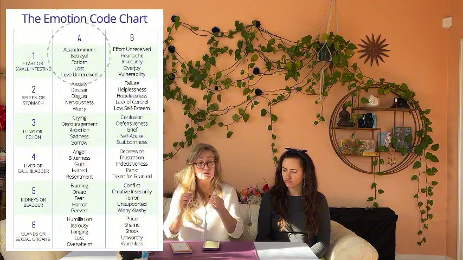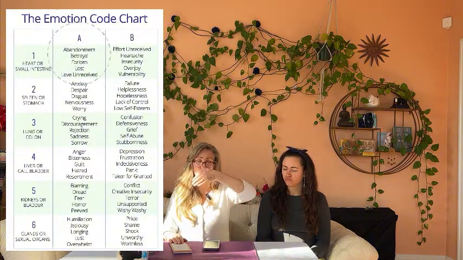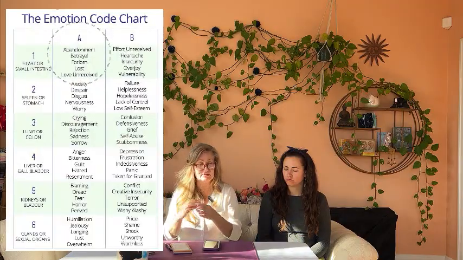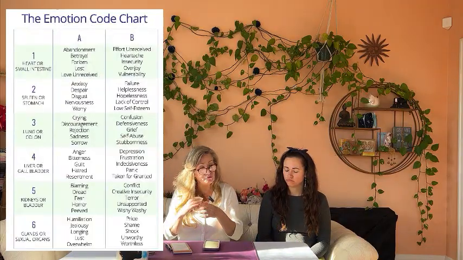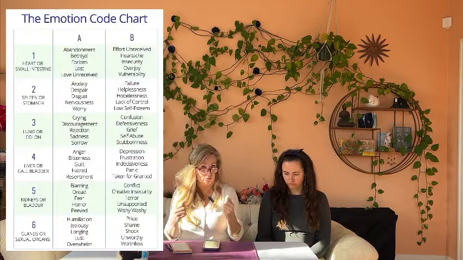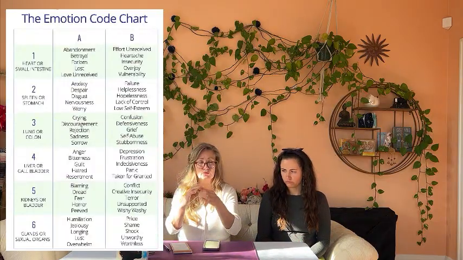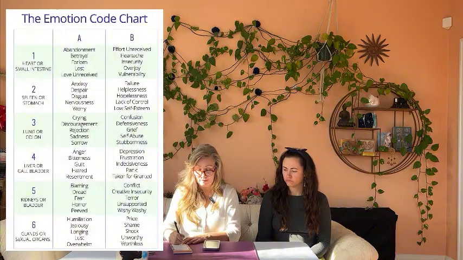Do we need more information? No, let's release it. 1, 2, 3, 4, 5. Successful? Yes. Have we successfully released all the trapped emotions surfacing in that area? No. So there's still more to go. Column B, column A. 1, 2, 3, 4, 5.